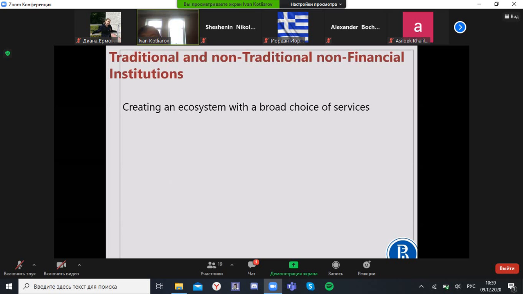Again, guys, what is an ecosystem? It is a wide choice of different products and services within which a customer can satisfy almost all his or her needs. So, thanks to inclusion of financial services into such ecosystems, companies simply develop their ecosystems. That's all.